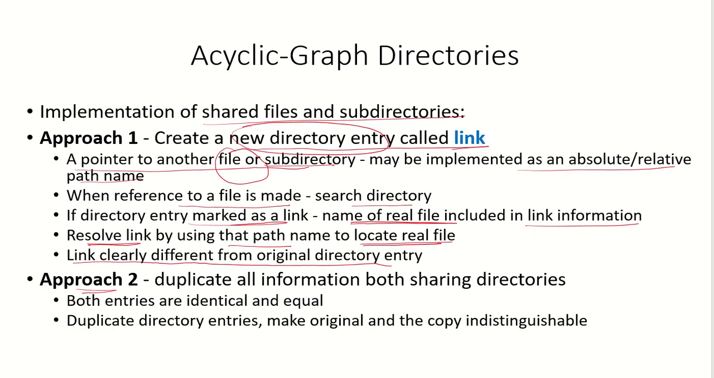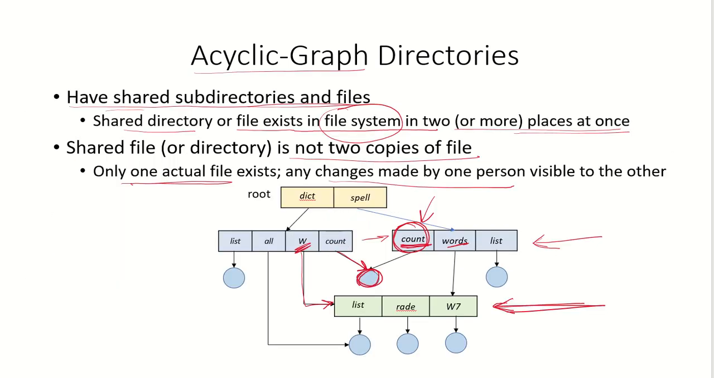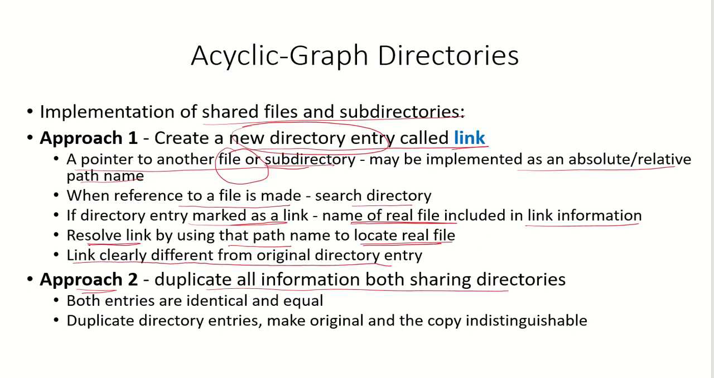Approach 2 is that we duplicate all the information in both sharing directories. That means whatever information was there in this entry over here, the same information is kept in this directory as well. So this is duplication of information in both the sharing directories. Both the entries will be identical and equal. So these duplicate directory entries make the original and the copy indistinguishable, which might cause problems if the file is updated.